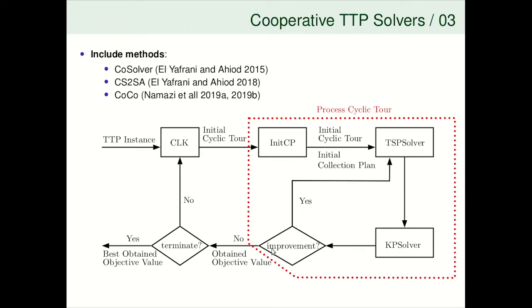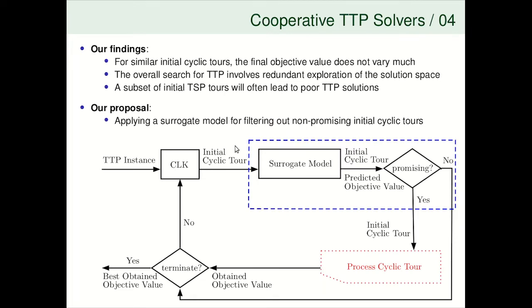If there is not any improvement on the given solution and there is enough time, the whole search restarts by generating another initial cyclic tour. However, we found that for similar initial cyclic tours in these methods, the final objective value does not vary much. So the overall search for TTP involves redundant exploration of the solution space, and a subset of initial TSP tours will often lead to poor TTP solutions. Our proposal for this issue is applying a surrogate model for filtering out non-promising initial cyclic tours.